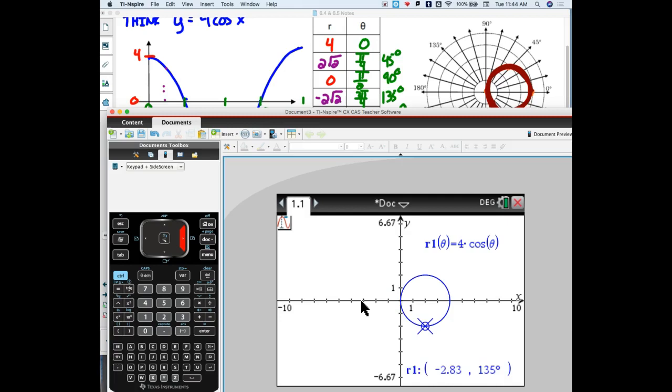One more. Negative 2 square roots of 2, 135 degrees. Negative 4, 180 degrees, and so on and so forth. We can keep going around, and that would fill in all the values on our chart. All the way back to 360. Okay?